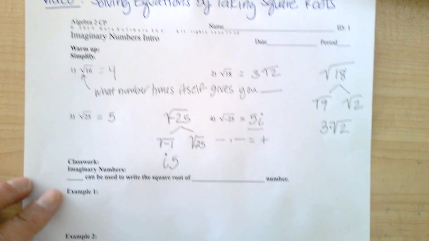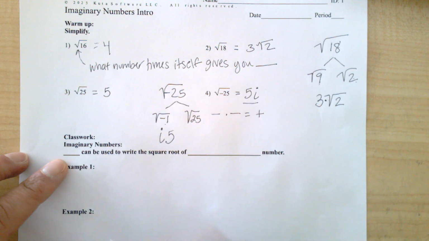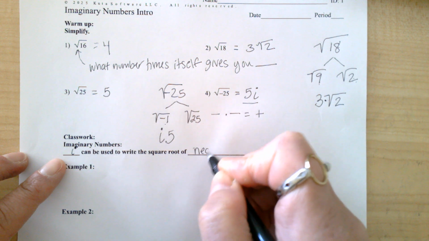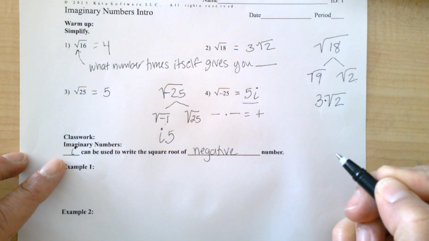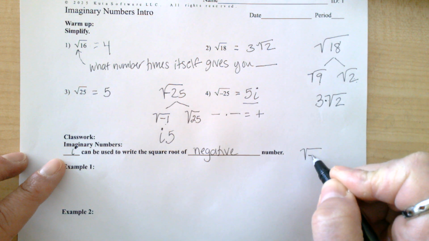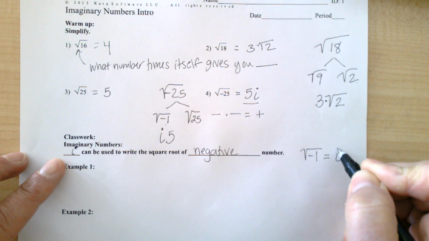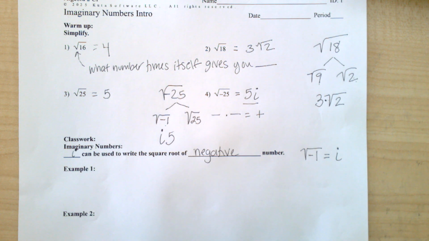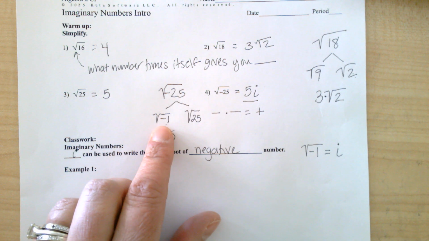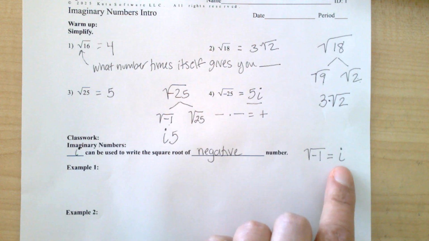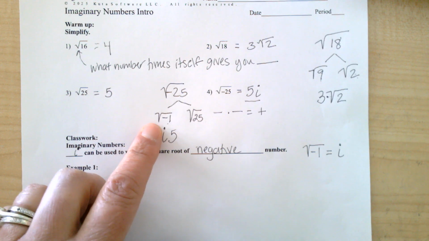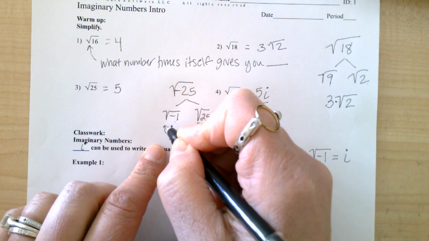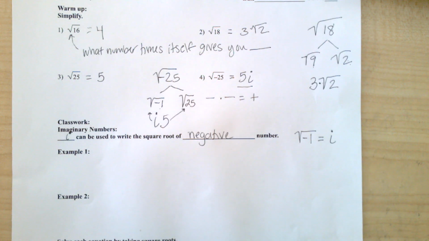Okay, so our classwork here, imaginary numbers. i can be used to write the square root of a negative number, and usually the square root of negative 1, that is i. Okay, that is the symbol. So if you can divide out a negative 1, just like we did here, negative 1 times 25, then we can change it to the symbol i. So this automatically got changed to i, and this got changed to 25. There we go.